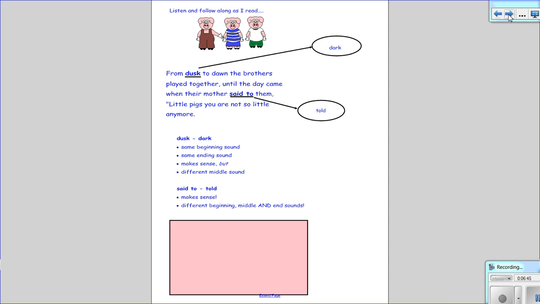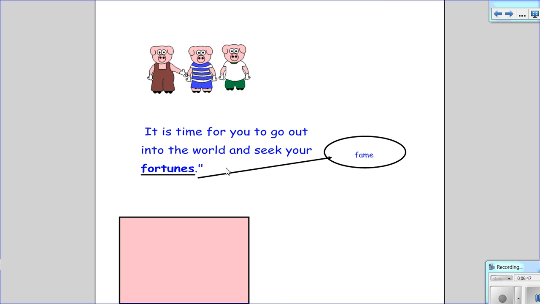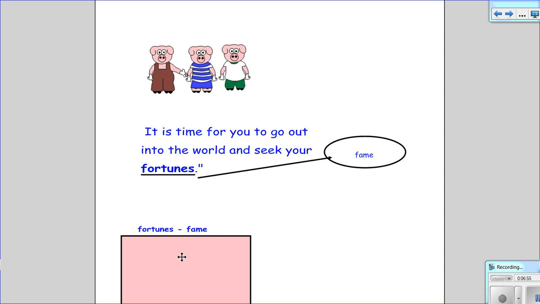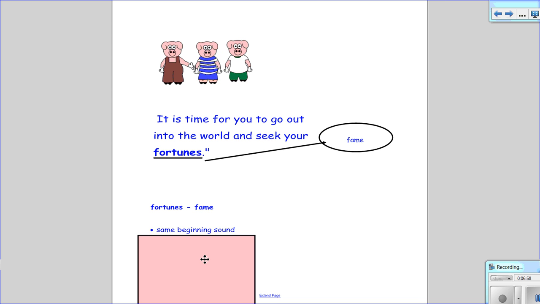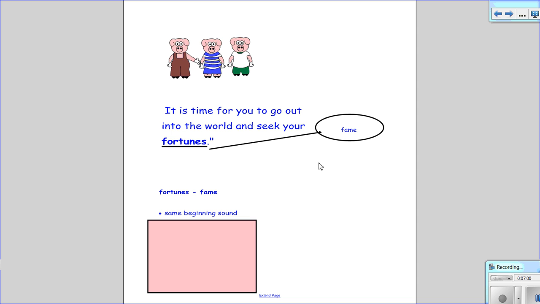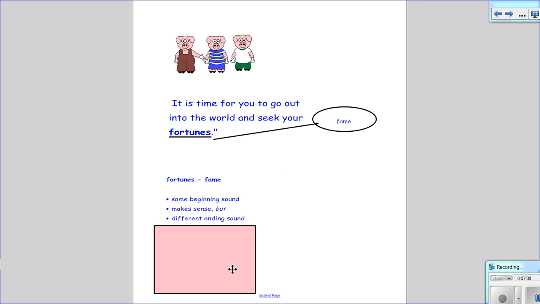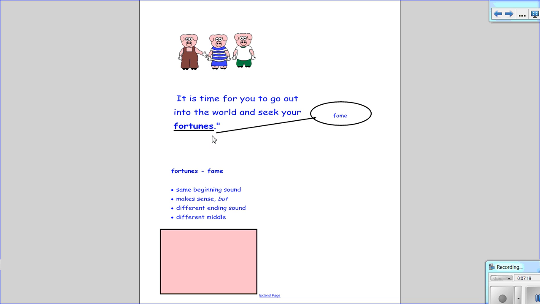Let's see if we can try one more. It is time for you to go out into the world and seek your fame. And there's the word fame that I substituted for this word here. And there are those two words. They have the same beginning sound, the f sound, and they do make sense, to seek their fame, but they have a different ending sound, different ending letters, and a different middle. That word is not fame. That word is actually fortune.